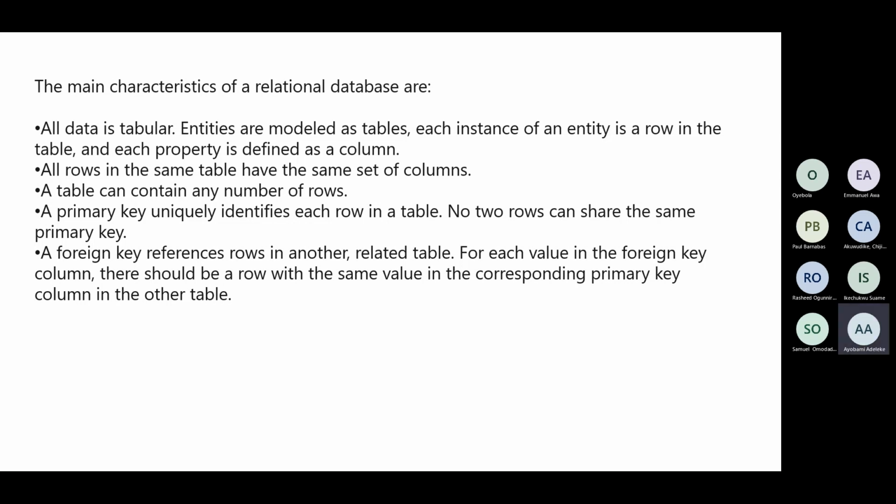Then for the foreign key, a foreign key references the rows in another table, which is related to the table you are looking at the moment. For each value in the foreign key column, there should be a row with the same value in the corresponding primary key field in the other table. So what we're just trying to say is that in the data model design, for every foreign key you see on the transactional table, there must be a corresponding match of that primary key value in the other table, which is your dimensional table or maybe your master data table.